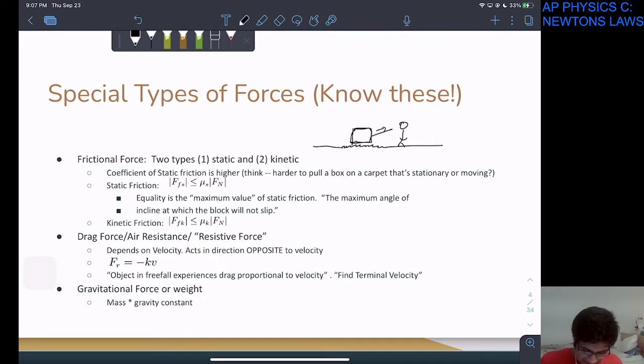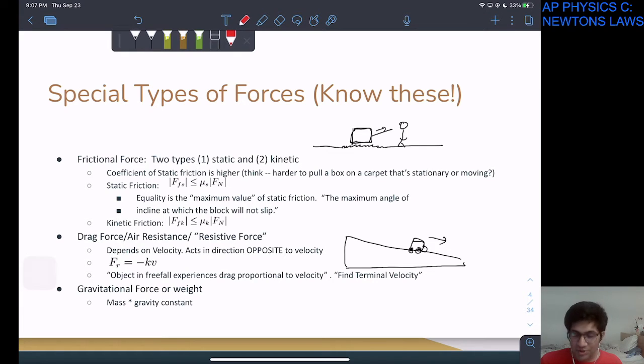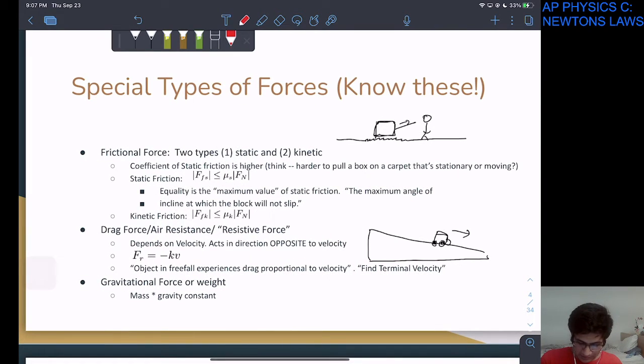What this is saying is that if you have a hill over here, and then you have a car that's moving down the hill. Imagine it's a nice car. It's moving down the hill. Now, what direction is the drag force, or the air resistance, going to act? Well, it's going to look something like this here.